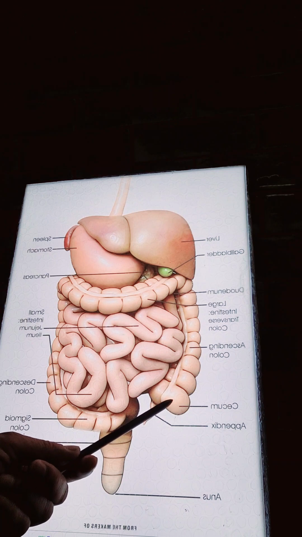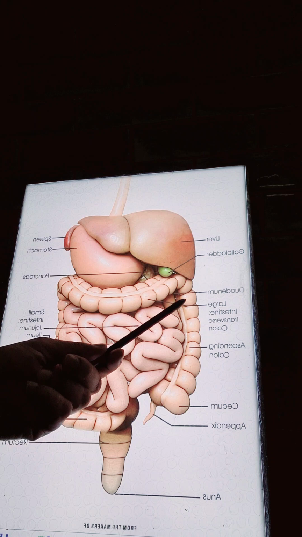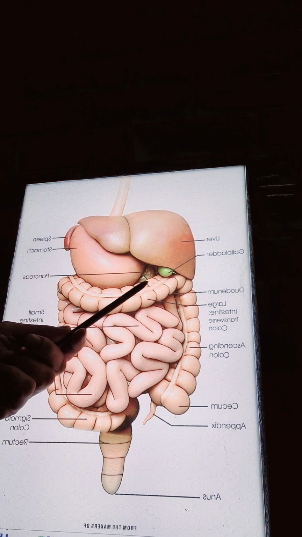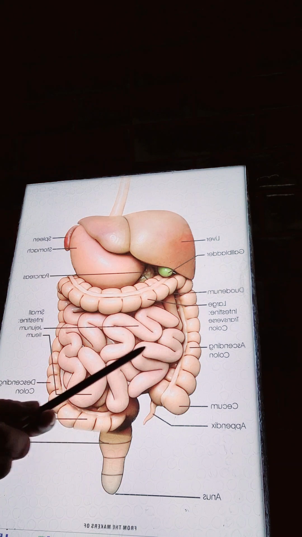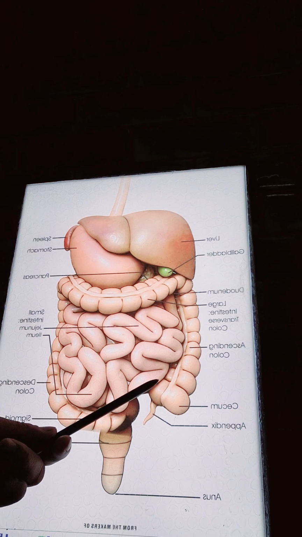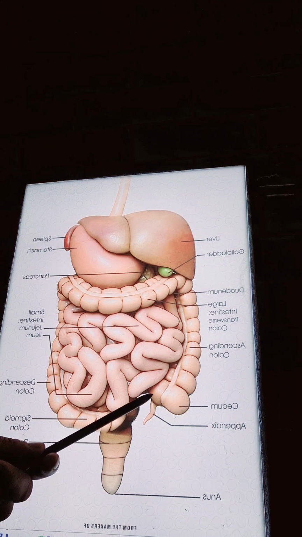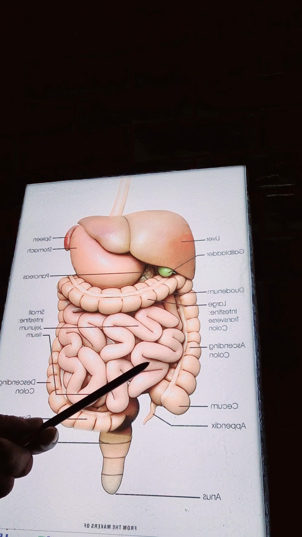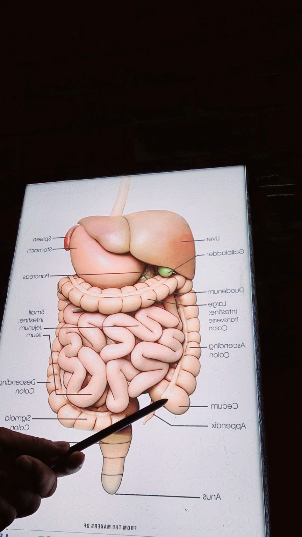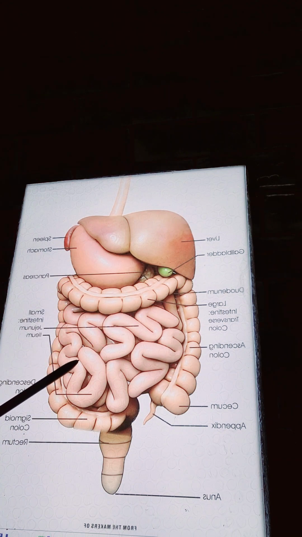Sometimes when the myenteric plexus, that is the network of nerves of this segment, is invaded by tumor, then this type of megacolon also occurs, this non-toxic type of megacolon. So this is an exclusion diagnosis. Any disorder which is obstructing this colon should be ruled out.